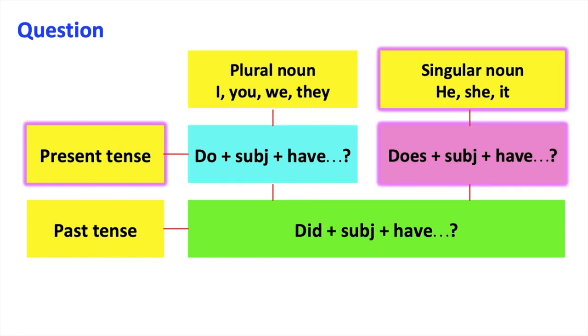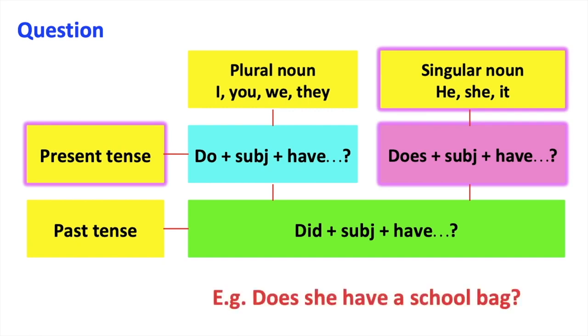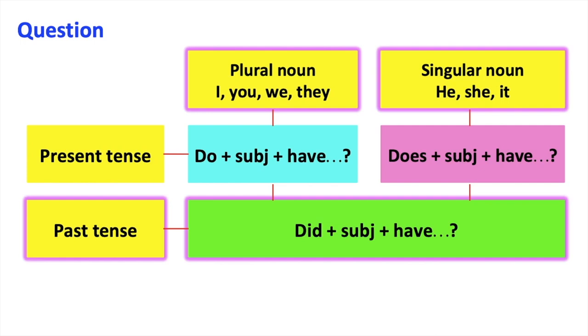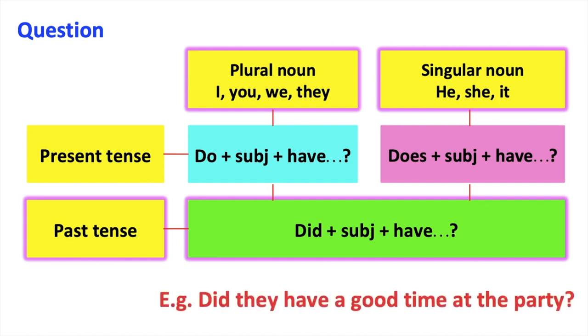If the subject is a singular noun, he, she, it, and the sentence is in the present tense, then we use the structure does plus the subject plus have. For example, does she have a school bag? Lastly, for all subjects in the past tense, we use the structure did plus the subject plus have. For example, did they have a good time at the party?